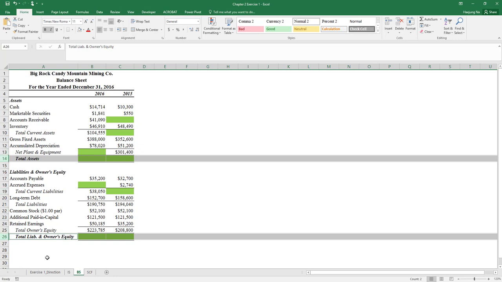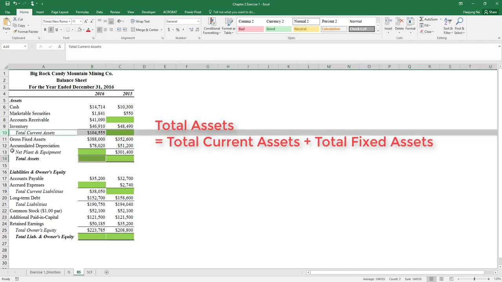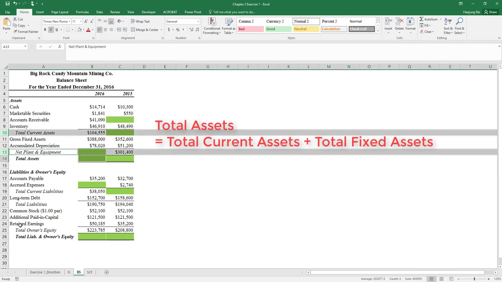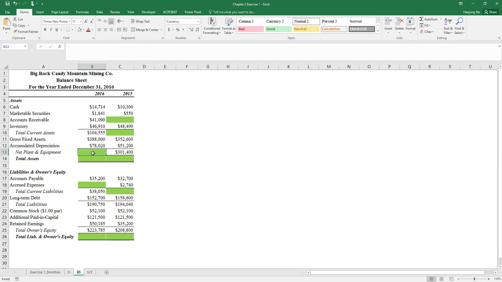So what it means is that you'll have to figure out or calculate the amount from the above items. So let's see whether we can calculate total assets first. If you think about total assets, it's the sum of total current assets and the total fixed assets amount, which is the net amount after taking out depreciation from gross fixed assets. But again, net plant and equipment, that amount we don't know yet either.